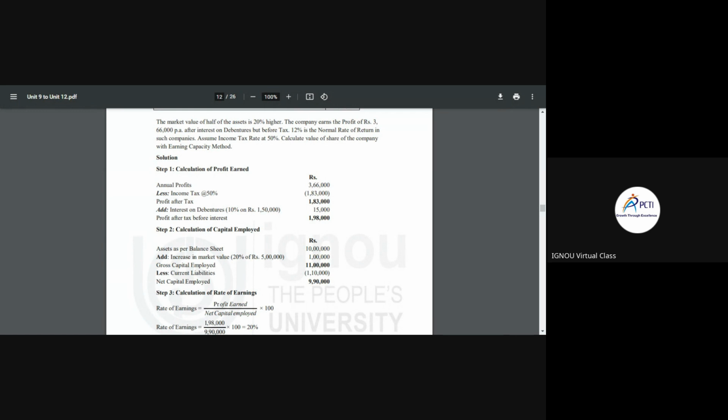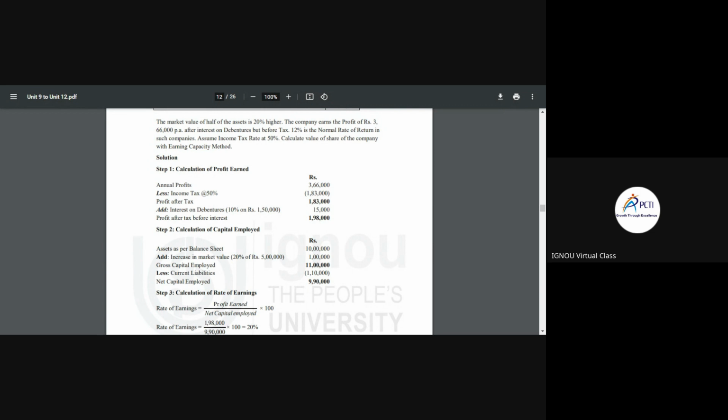12% is the normal rate of return in such companies. Assume income tax rate at 50%. Calculate value of share of the company with the earning capacity method. So first of all, we need to calculate the profit earned.